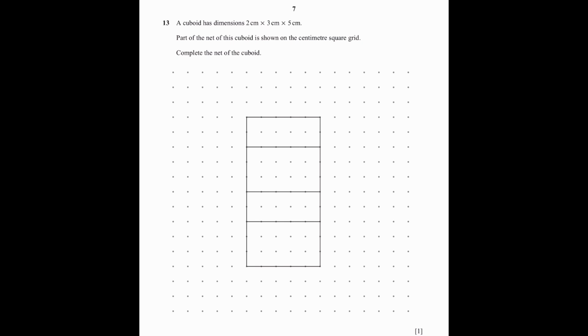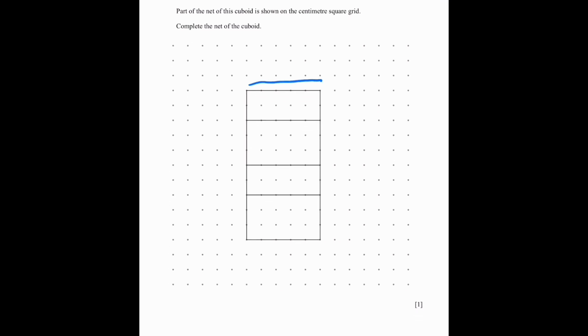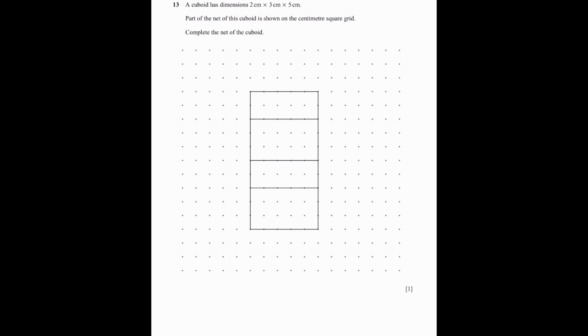13. A cuboid has dimensions 2 cm, 3 cm, 5 cm. Part of the net of this cuboid is shown on the centimeter square grid. Complete the net of the cuboid. So if you look over here, 5 centimeters. If we imagine we are folding this, it will become an open cuboid. This is open, so I'm just going to write O as open. Let's just draw a sketch of this cuboid. O, and then the back will also be O. So both those are open and the others will be closed.